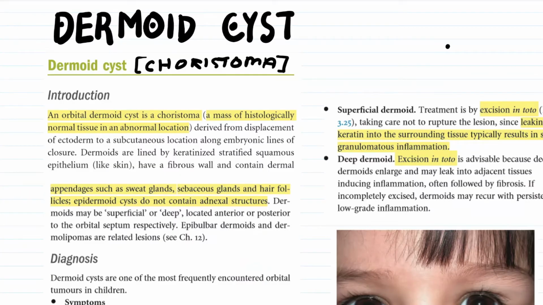Hi guys, so we'll be studying dermal cysts today. Dermal cysts are also known as choristomas. A choristoma is basically a mass of histologically normal tissue, but it's in an abnormal location. So the tissue is not the issue, the location is the issue. So this is an orbital dermoid cyst.